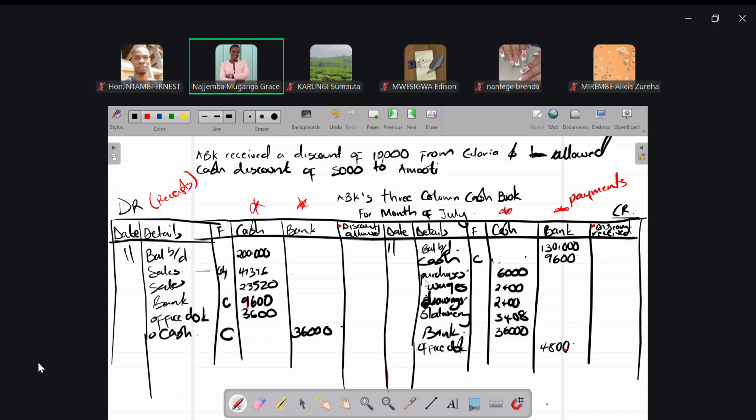Are we still on the cash book? Someone is asking, are we still on the cash book? People are tired. They've finished the number.